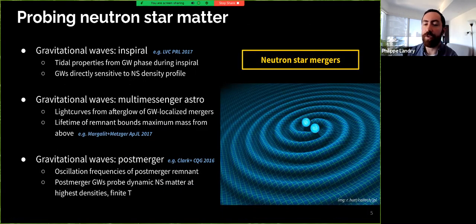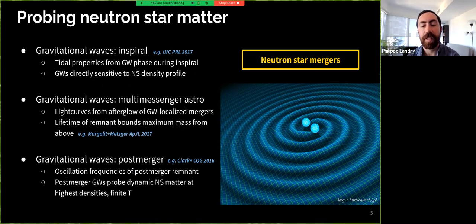The best place to probe neutron star matter, though, is neutron star mergers. When you have, in particular, two neutron stars in a binary neutron system inspiraling, so orbiting their common center of mass, emitting gravitational waves, eventually merging, and potentially producing electromagnetic emission also when they merge, which can be observed.